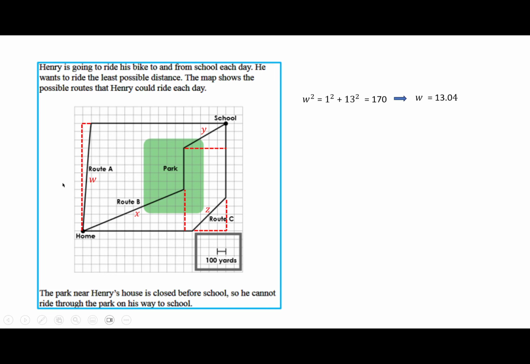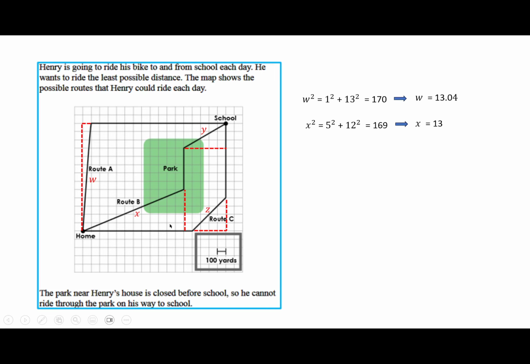So W is, this is 1, and this, you count those, you get 13. So 1 squared plus 13 squared equals 170. Then W will be 13.04, the square root of 170.